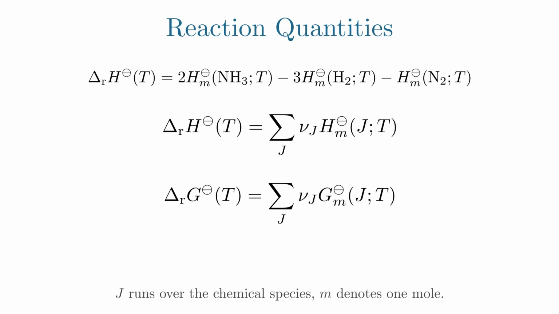And the stoichiometric coefficients are defined so that delta_R H standard equals the sum over all the chemical species J of nu_J H_m standard. And notice that the stoichiometric coefficient is positive for the products and negative for the reactants. And we have a similar expression for Gibbs energy.